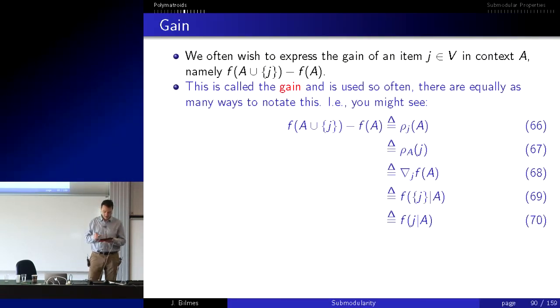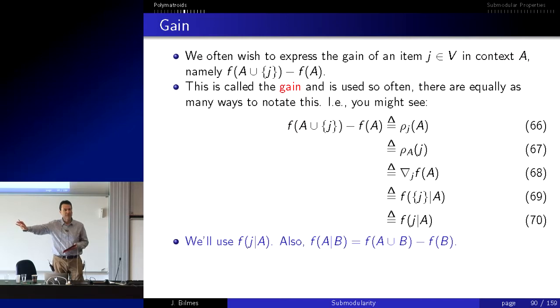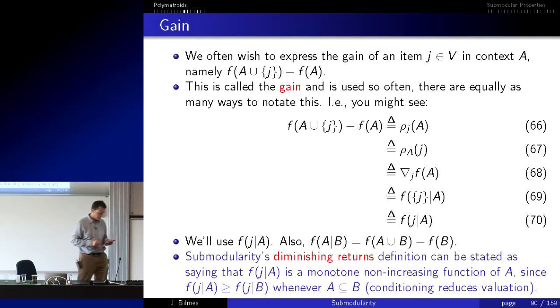And the one that I like to use personally is this one, because it's inspired from information theory. In fact, there are some people in the information theory community who've done a little bit of work on submodularity, or I should say a lot of work on submodularity, and they actually use this notation. So with this gain notation, the definition of submodular becomes trivial. It basically says that f of j given A is greater than or equal to f of j given B whenever B is bigger than A. Right? So conditioning reduces valuation, just like the entropy.